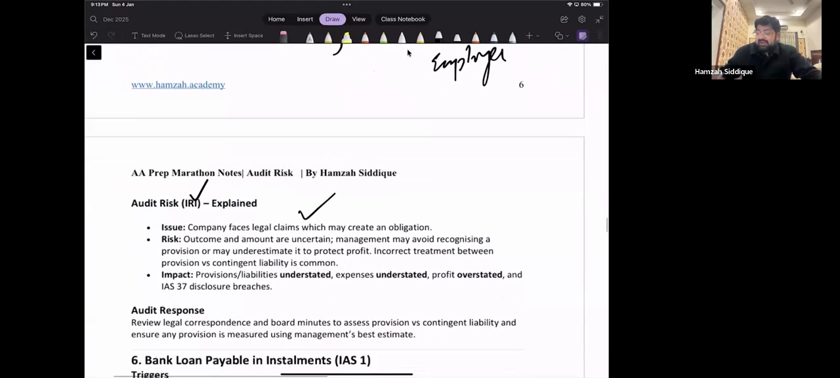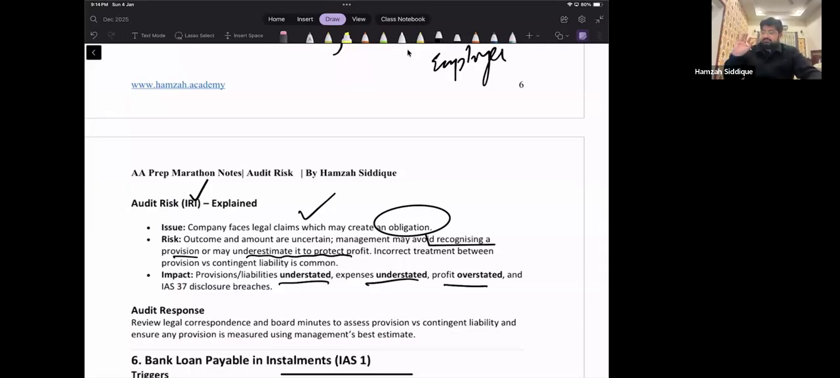So the company is facing a legal claim, which may create a legal obligation. We need to support it with the argument from the scenario, because each scenario may have different information. So outcomes and amounts are unknown. Management may avoid recognizing a provision or may underestimate it to protect profit. So what is the impact? Provision may be understated, expense understated, and profits overstated, so impacts on financial statements.